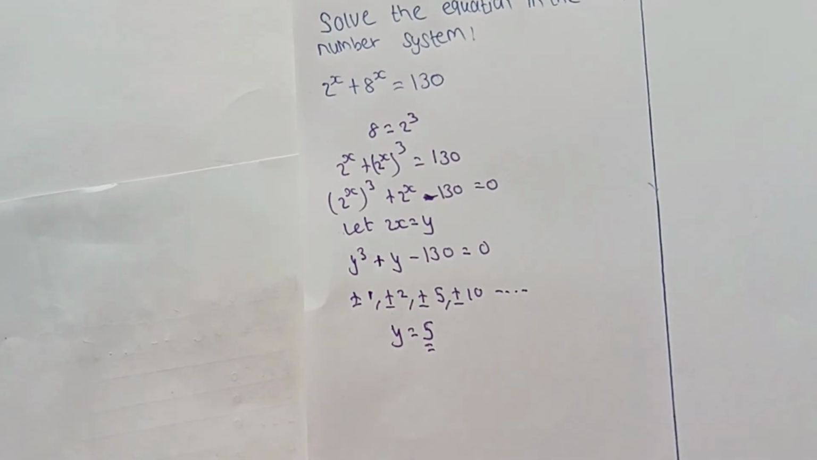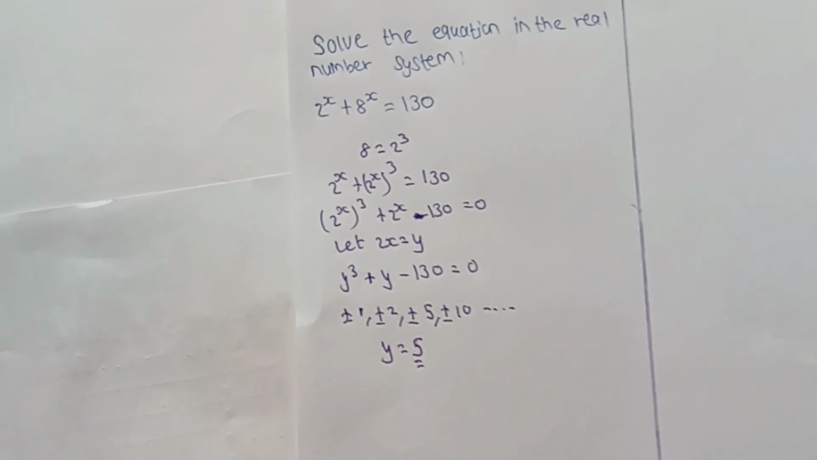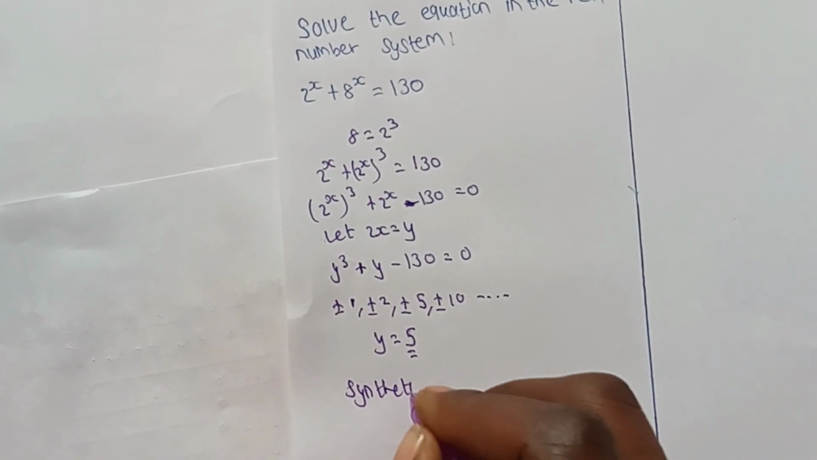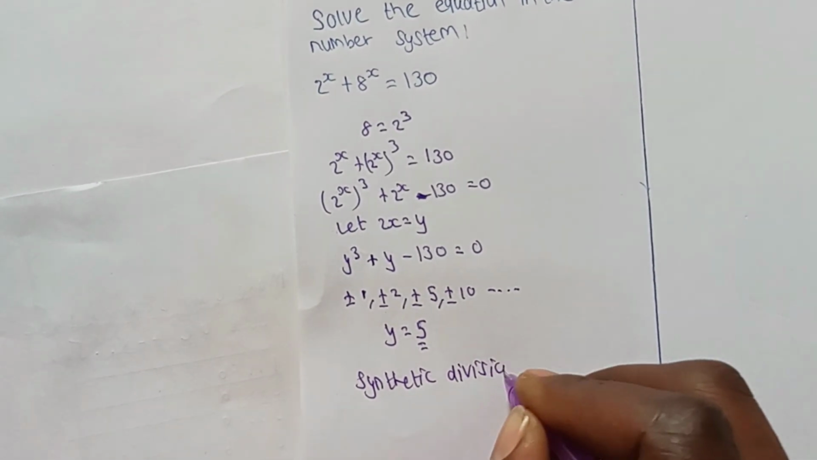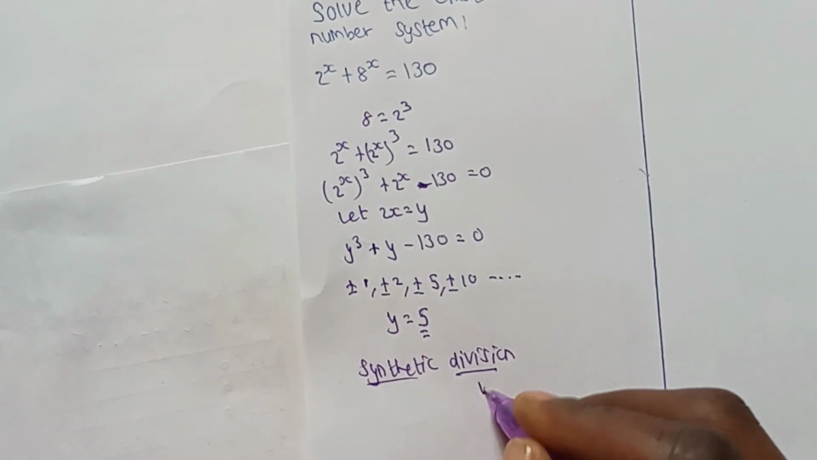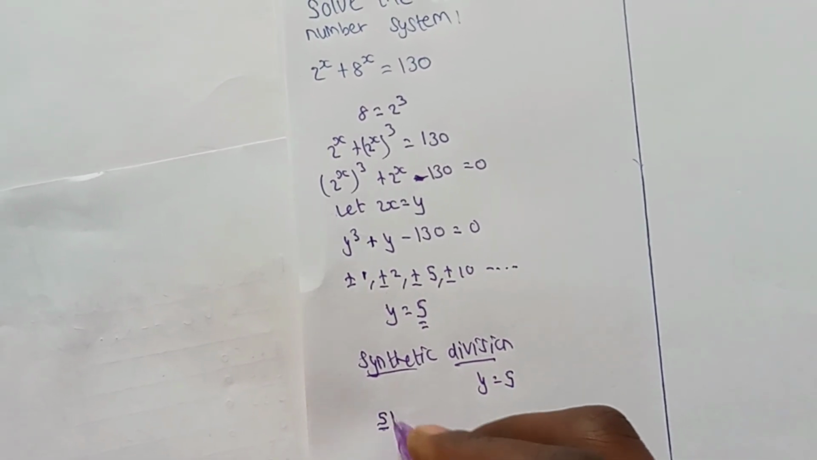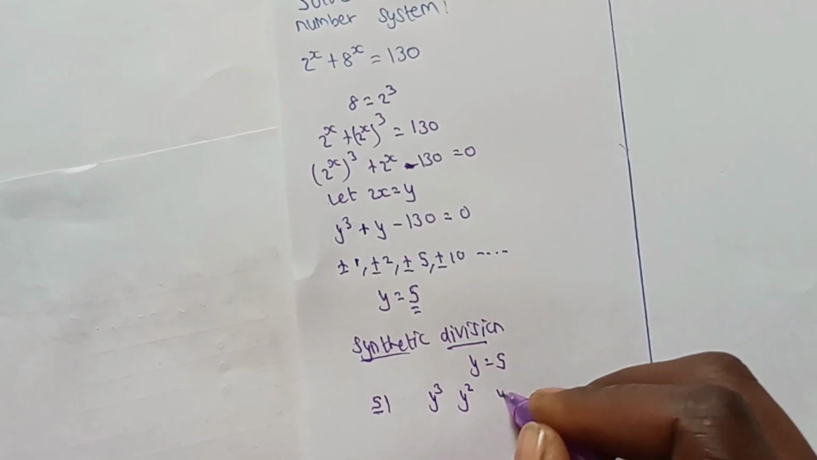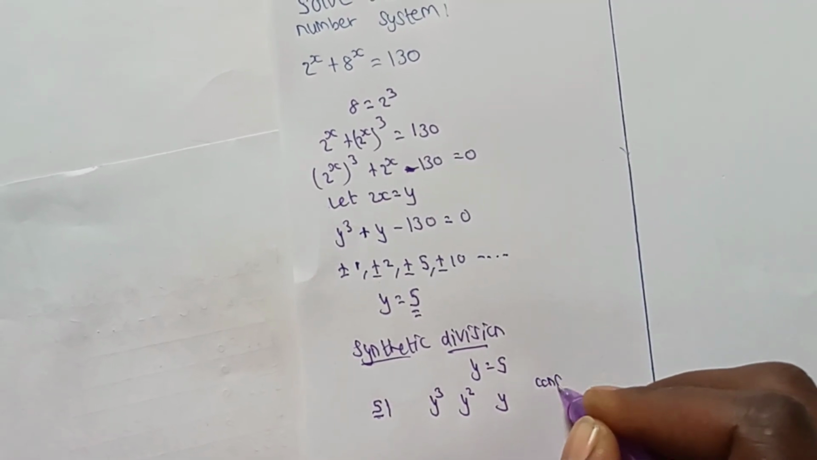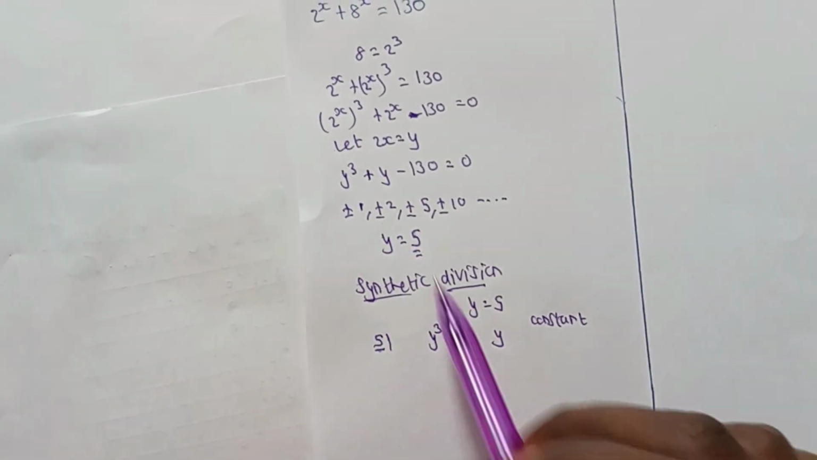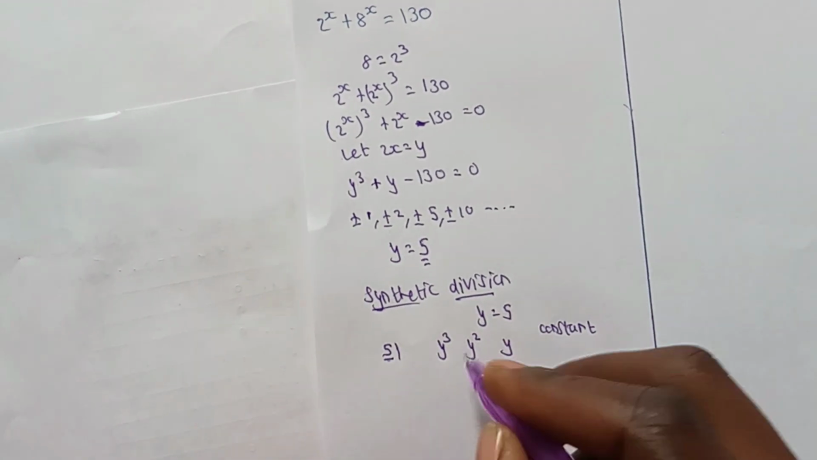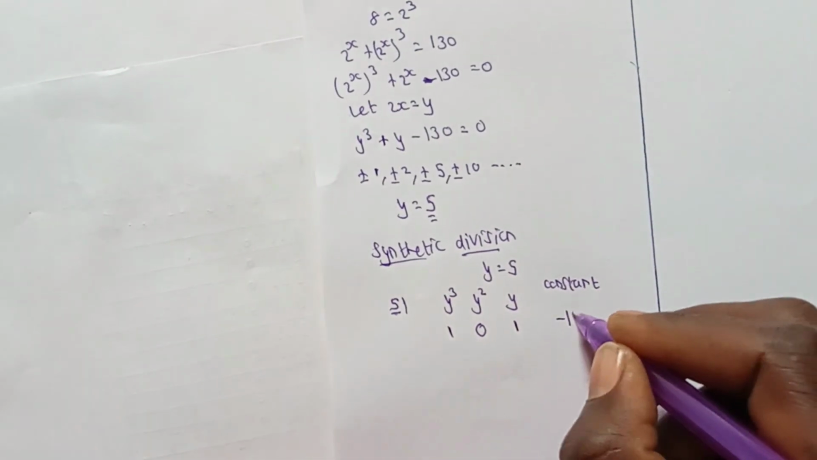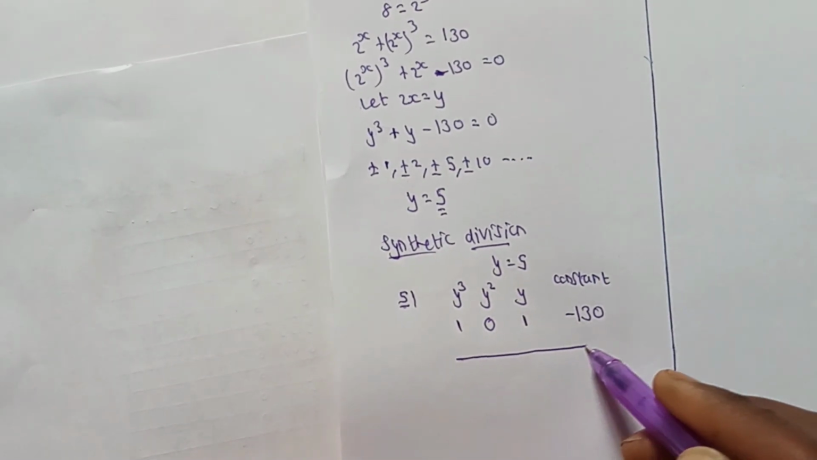So we can continue to look at if we have another y by using the polynomial method or the synthetic method. So I may start with the synthetic method, whereby synthetic division. In the synthetic division, we will write y = 5. We will arrange the coefficients in the power form, y cubed, y, and then the constant. So here in our equation, y power 3, the number before y cubed is what? 1. We don't have y squared, and then we have 1, and then the constant is negative 130.